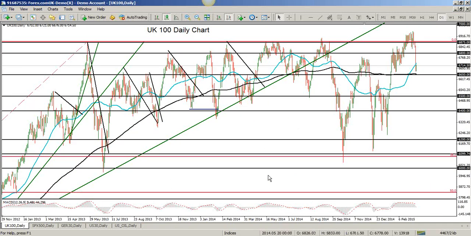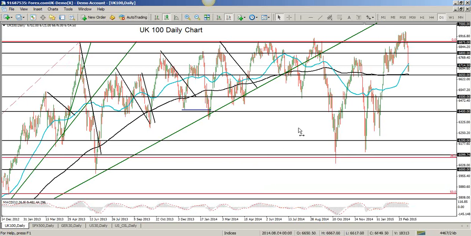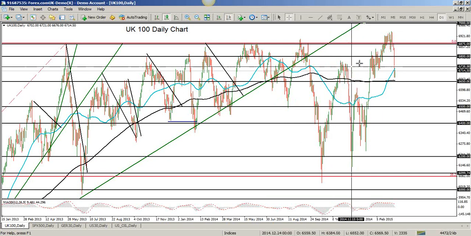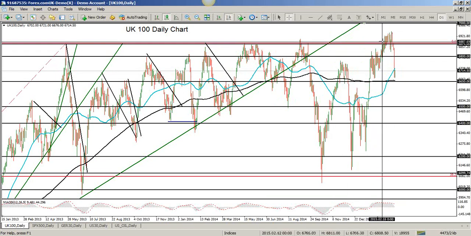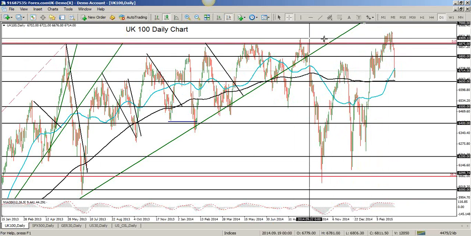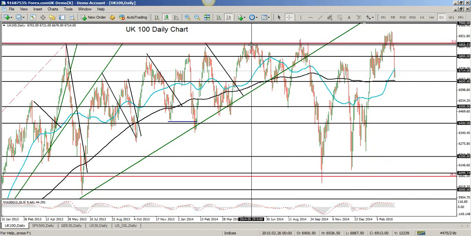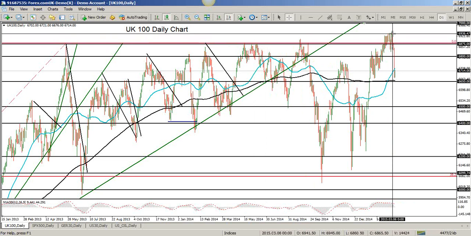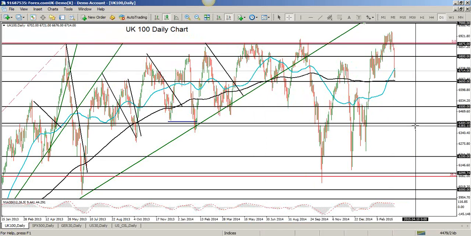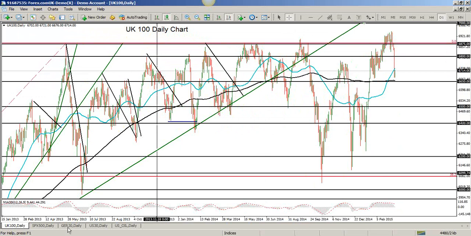This is a really messy chart. There's a reason I haven't been talking about the FTSE, the UK 100, for a while: it's a really messy chart. There's not a lot going on that's technically reliable here, other than the fact that it recently broke out above this resistance level, but it was a sort of fake breakout and came all the way back down and has now just dropped to the downside. A really messy chart.